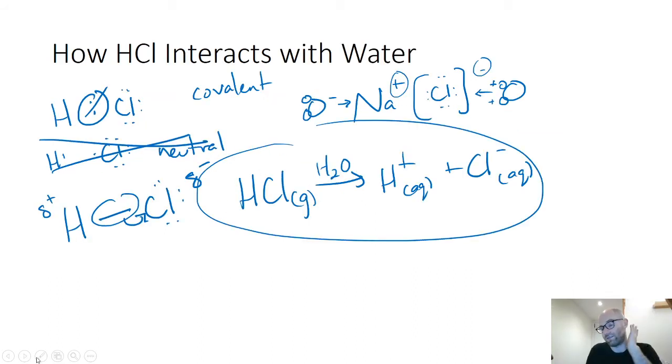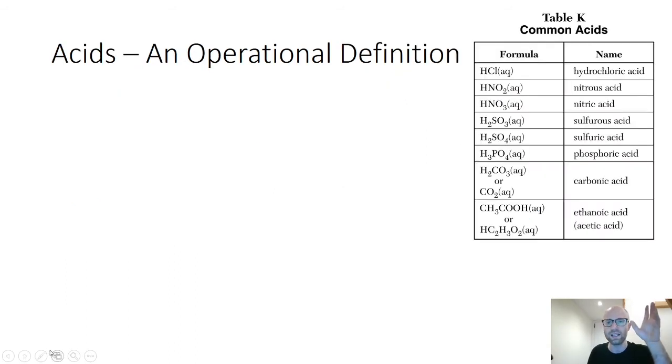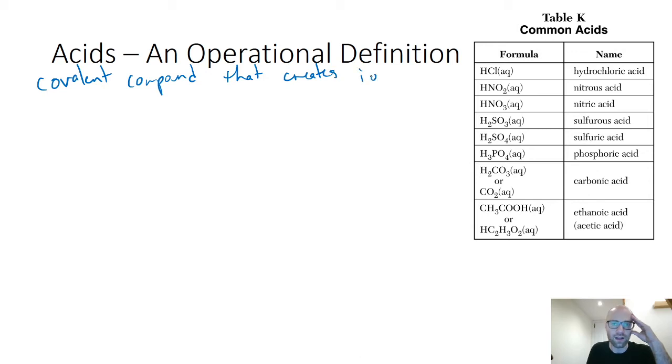I mean, this is neat, but the problem is we have a covalent substance that dissolves and then dissociates, splits into ions like an ionic compound, even though it's not an ionic compound. And this is my simplest definition for what an acid is. Covalent compound that creates ions when dissolved.